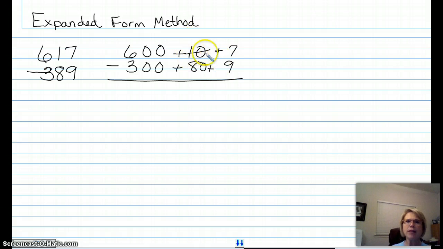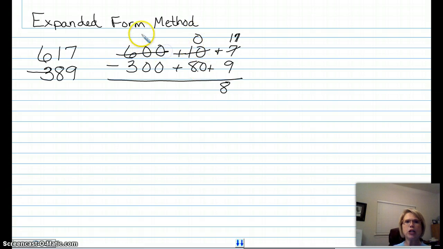Remember, this is the tens place. So when I borrow a 10, that doesn't leave me anything over here. But that 10 is going to move over to this 7, making that a 17. 17 minus 9 is 8. Now here's the problem. I need to take 80 away from no tens.